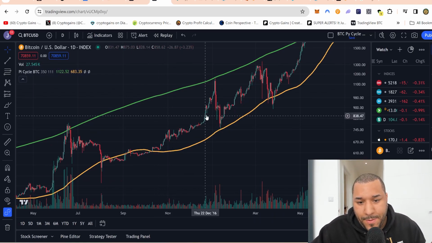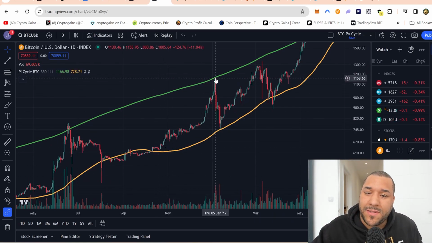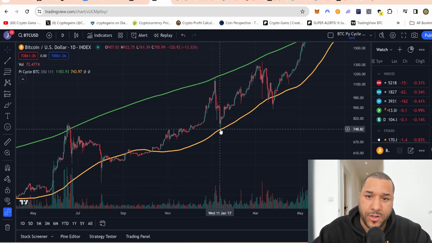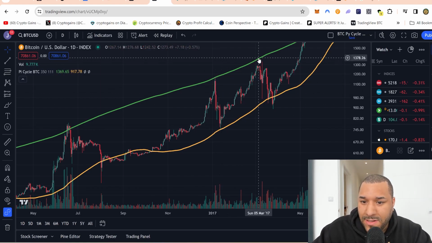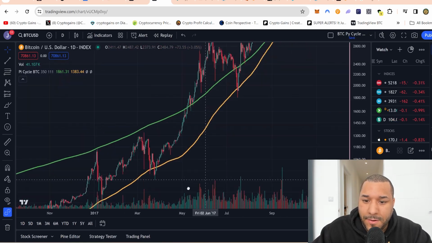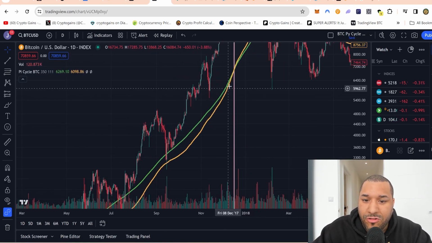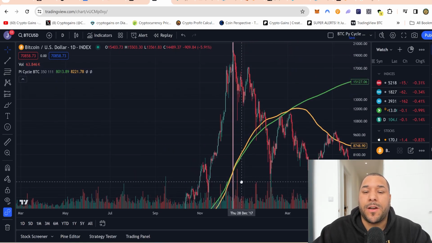Time goes on, Bitcoin's price starts to go up again, comes to this green line, falls straight back down, holds support on this orange line. It continues to bounce between these two lines until this orange line is met with the green line, and when it crosses, that's the absolute top.